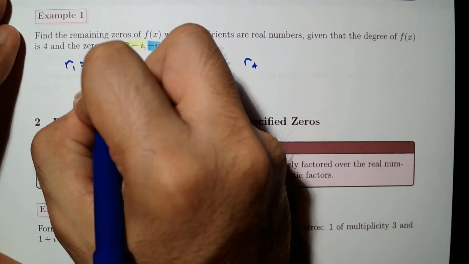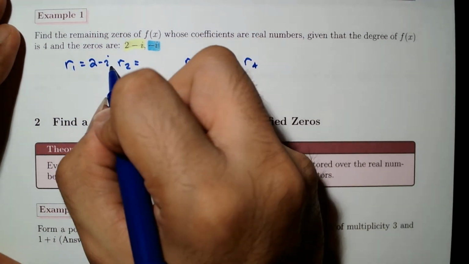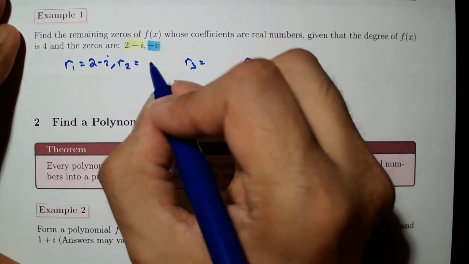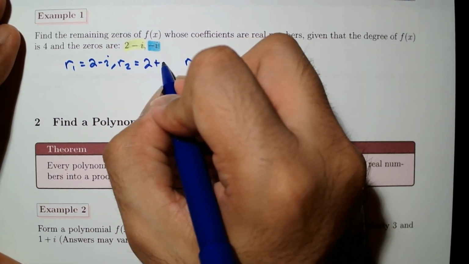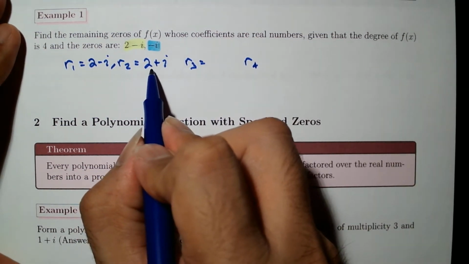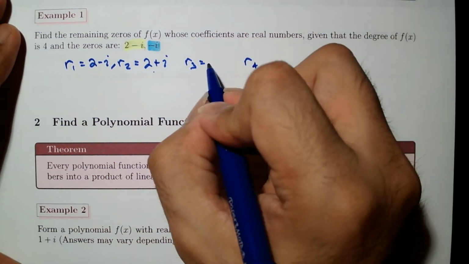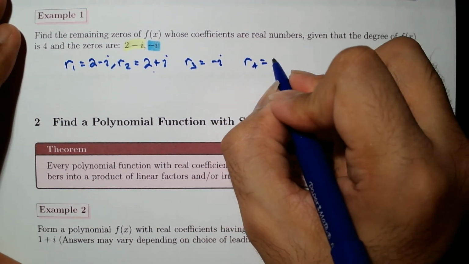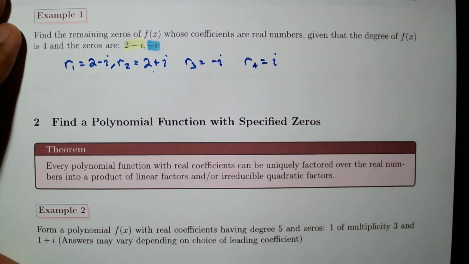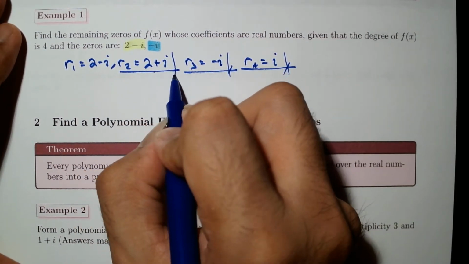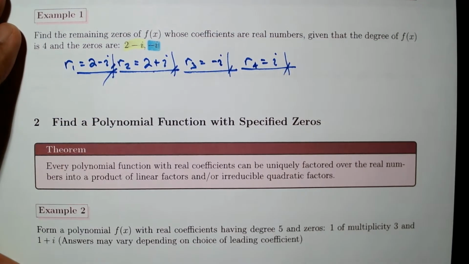I mean, not 2 minus 1, 2 minus i. By the conjugate pairs theorem, its conjugate has to be another zero, 2 plus i. Then we're given that negative i is one of the zeros. By the same idea, positive i is the other zero. So here are all 4 zeros of the polynomial.